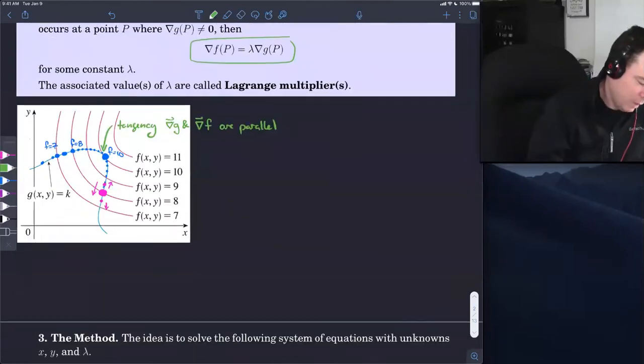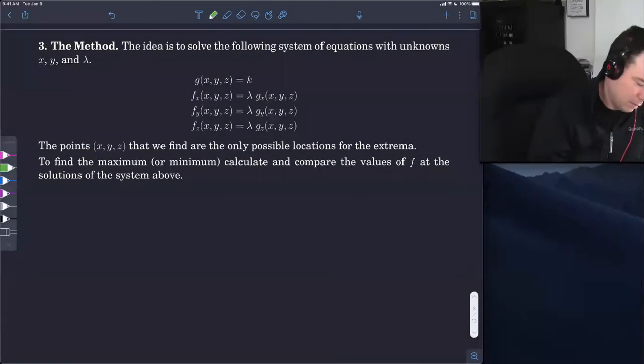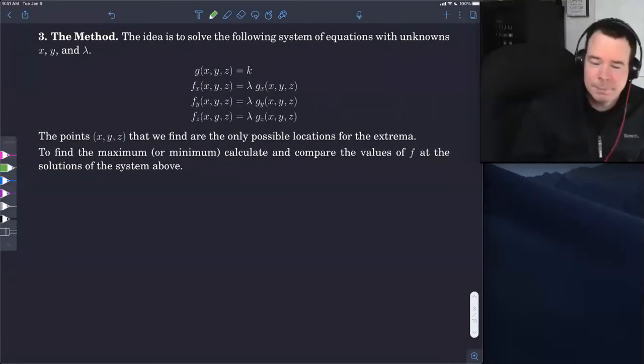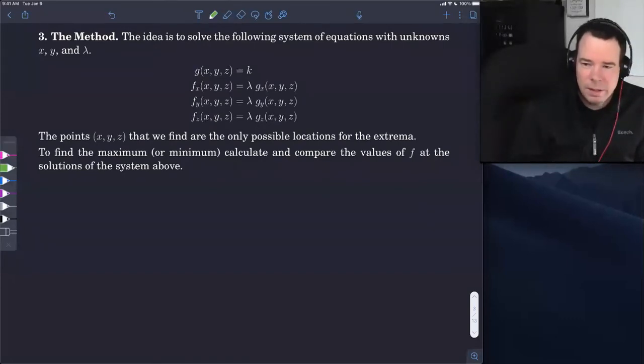So let's see how we can actually use this in practice. This is the main idea. You've got a function f you're trying to optimize, and you're constrained. x, y, z have to live on this curve g of x, y, z equals k.